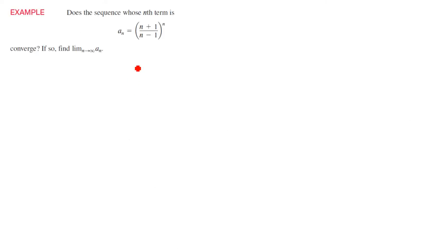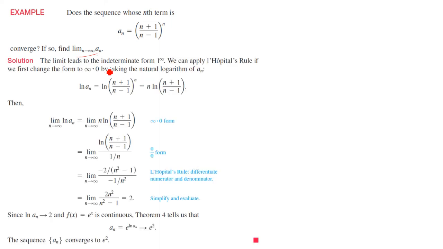Okay, next example. Does the sequence whose nth term is a_n equal to ((n+1)/(n-1))^n converge? If so, find the limit. So the limit leads to an indeterminate form when we plug in n approaching infinity. The direct plug-in actually shows 1 to the power infinity. So this is an indeterminate form, and by using L'Hopital's rule, we can find the limit if it does exist.